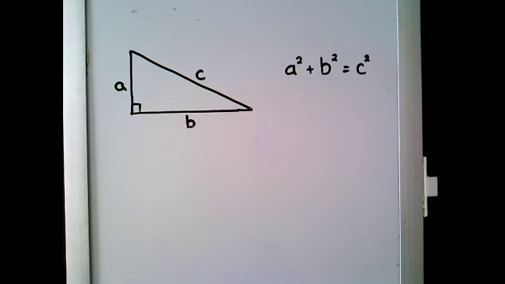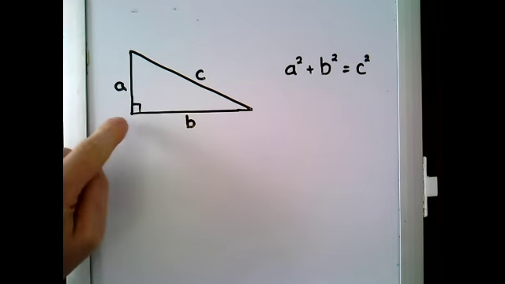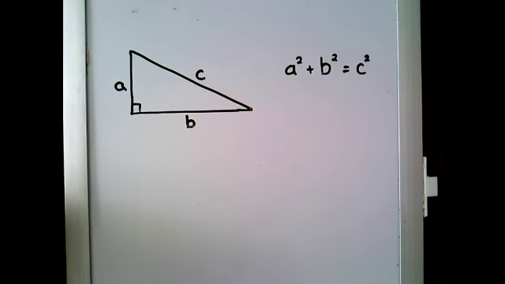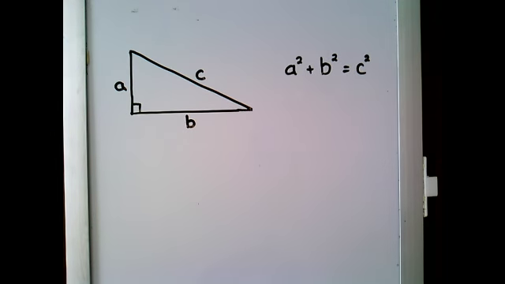And it states that when you have a right angle triangle and you have these two sides, A and B, which connect at the right angle, there's a relationship between them and the hypotenuse, so the line that does not connect to the right angle. And that relationship is the square of A plus the square of B is always equal to the square of C.